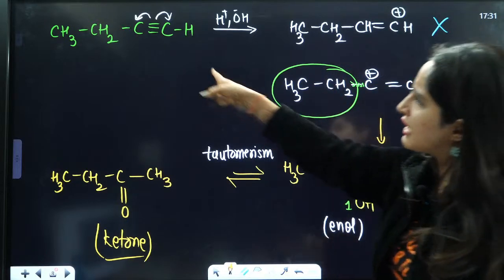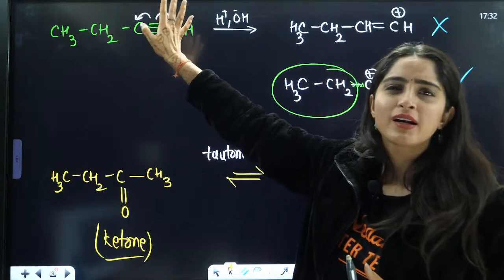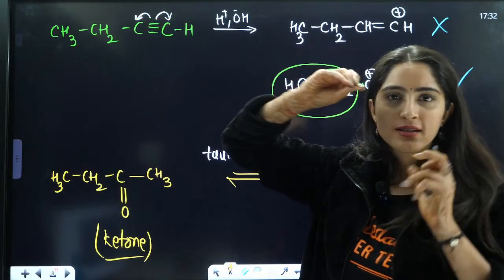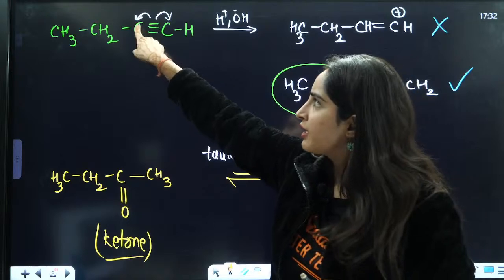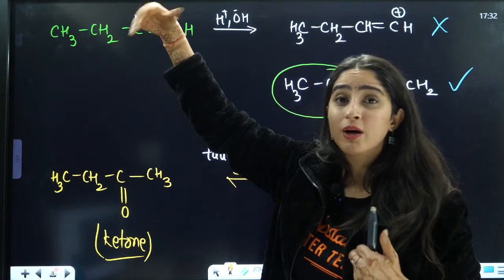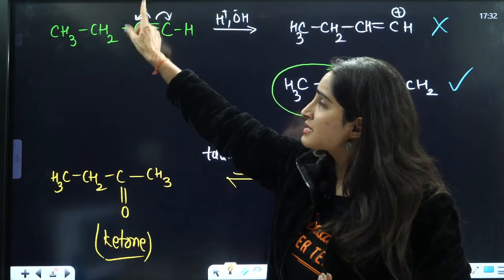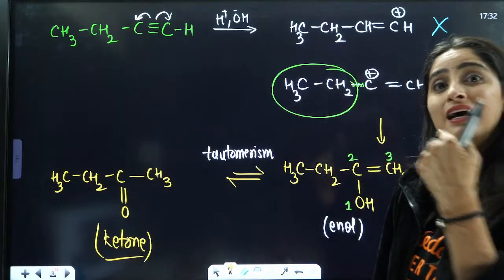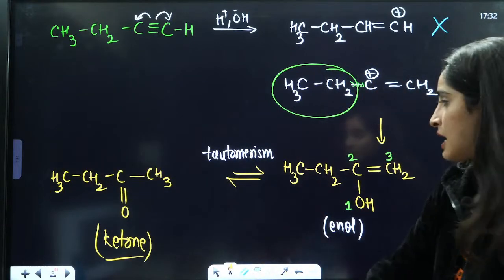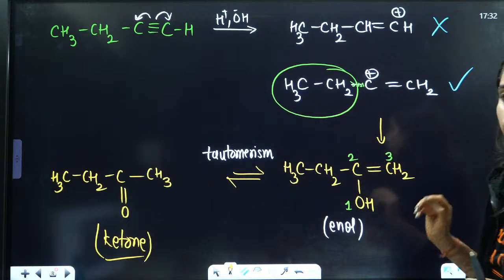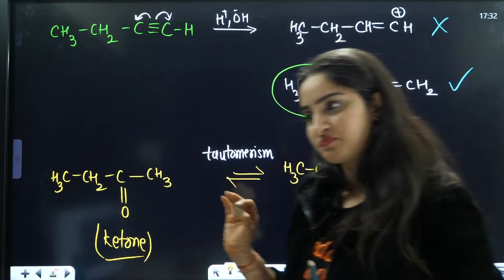Mostly you will choose the inner carbocation only. The terminal carbocation is not chosen, right? That is the thing that I am telling you, that here only you will see the positive. When you have a terminal alkyne, the inner carbon will be chosen, right? Then you do tautomerism and you will get your answer, right?